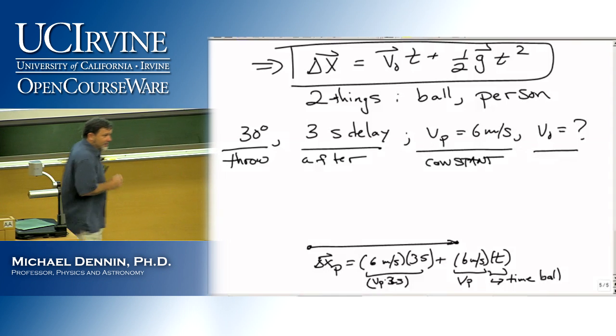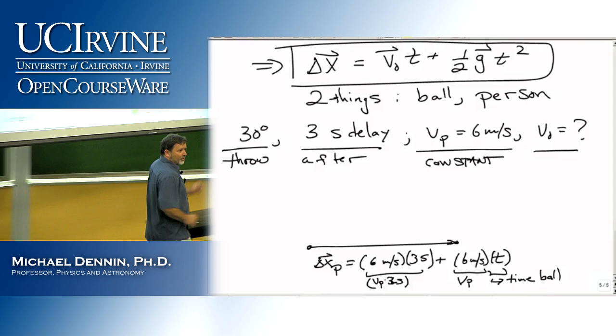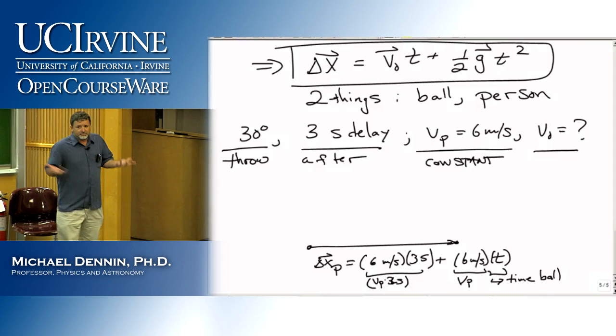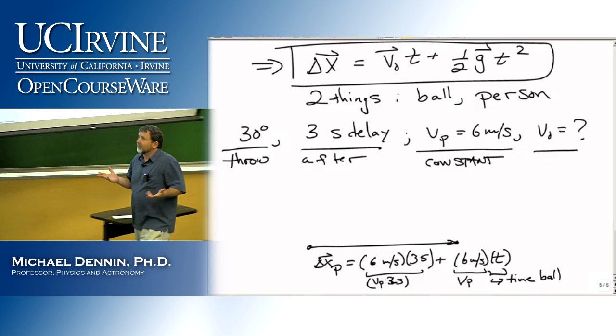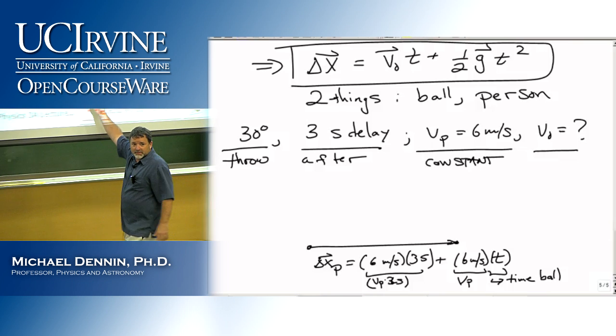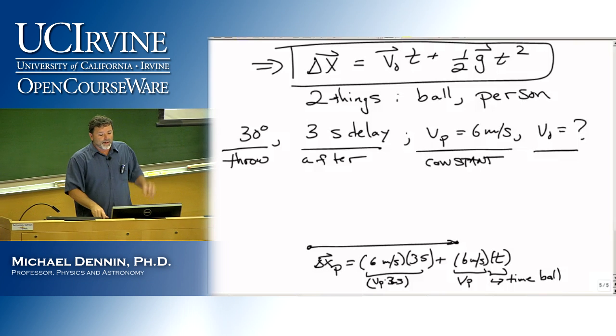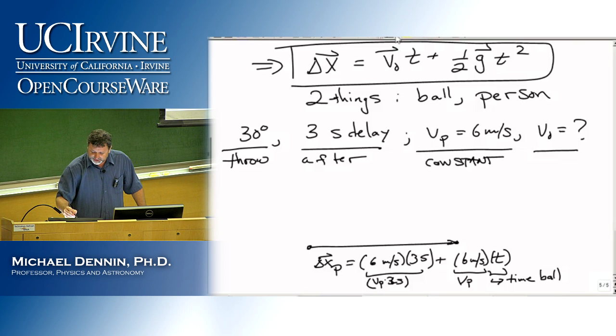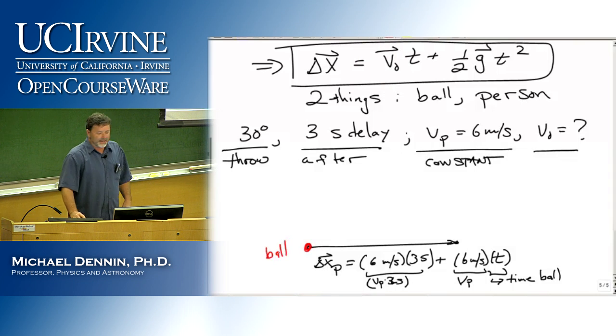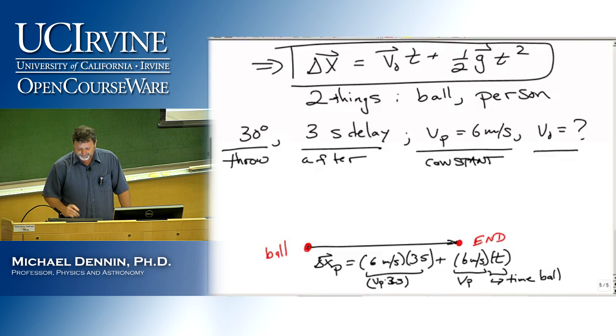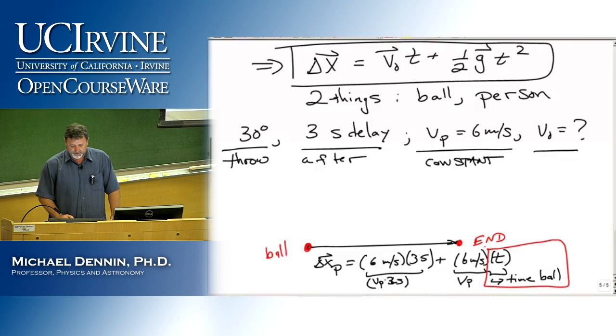I say hike, they just start running. 3 seconds later, I throw the ball, but they're still running. That's all they do. And so now I know their delta x. That was the part of the motion that was the easiest. Once I know that, and I know I have a collision, I know the ball has to start here, because we said we started at the same place, and the ball has to end here, because they catch it. And the ball is only in the air for time t.